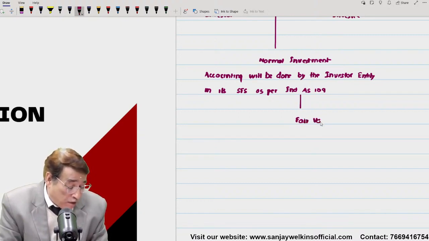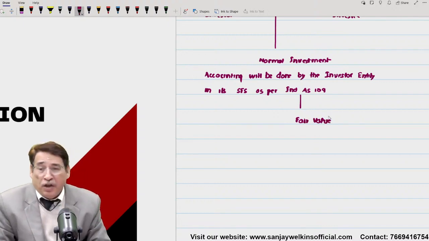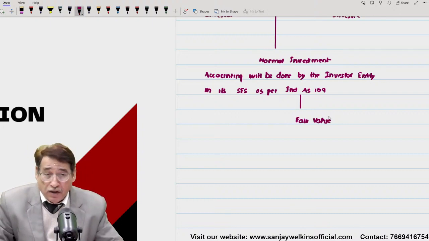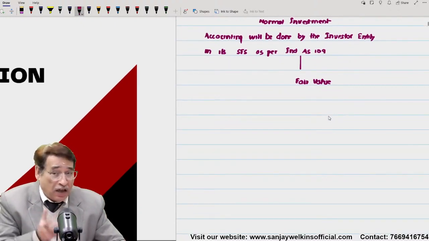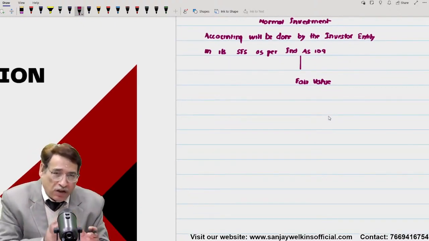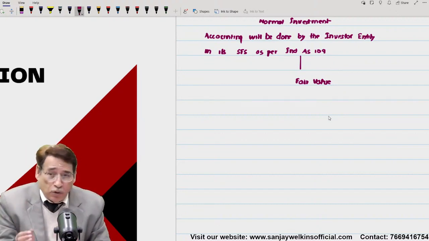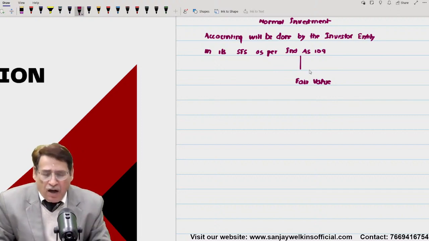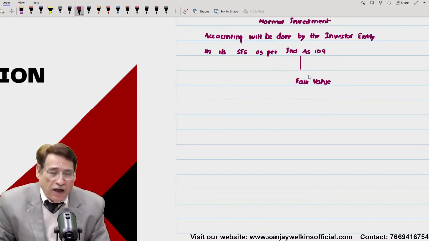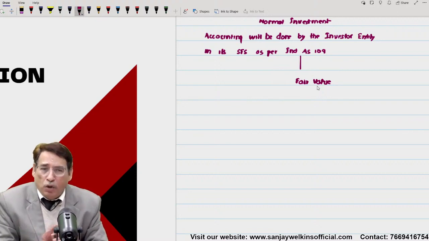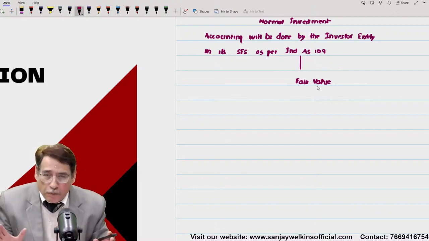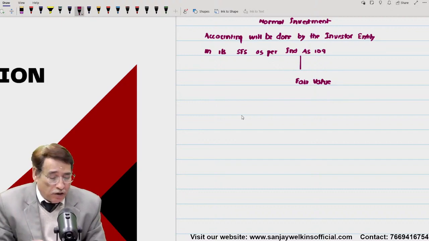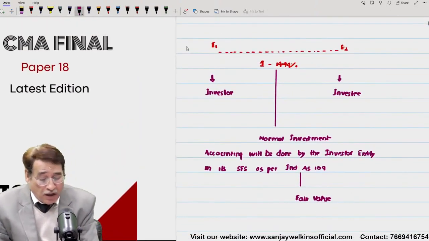That means if you have invested in another entity and your investment range is between 1 to 19.99%, it will be considered as normal investment, and the investor will do the accounting for such investment in separate financial statement as per Ind AS 109. Under the financial instruments chapter you will learn about Ind AS 109, which states that such investment must be recorded at fair value. In this case, there is no question of preparing any consolidated financial statement. Is it clear to you or not? This is the first point which I wanted you to understand.